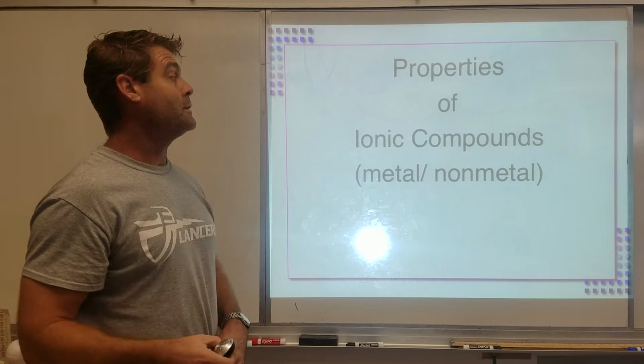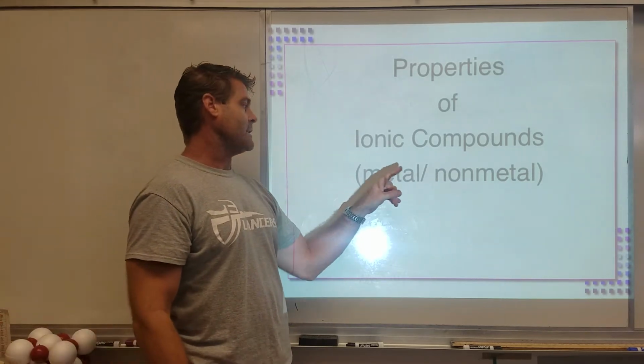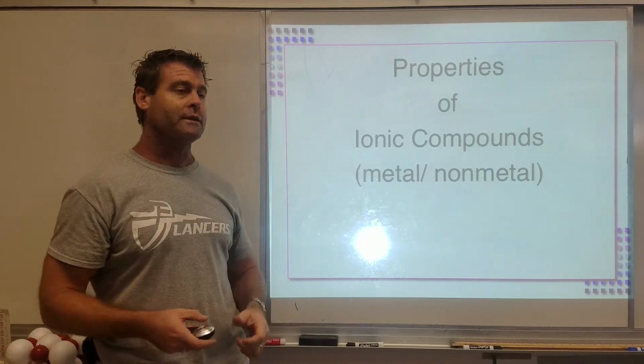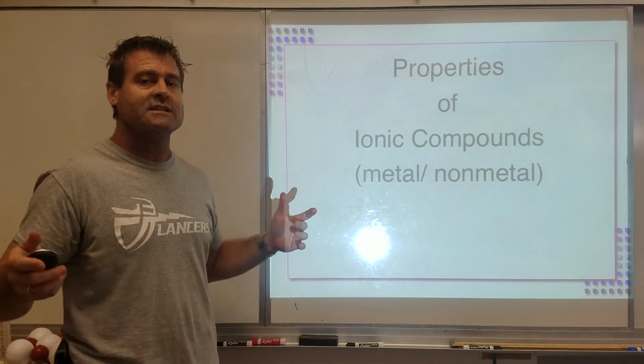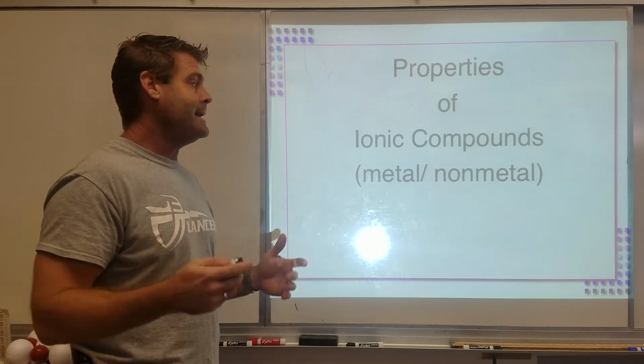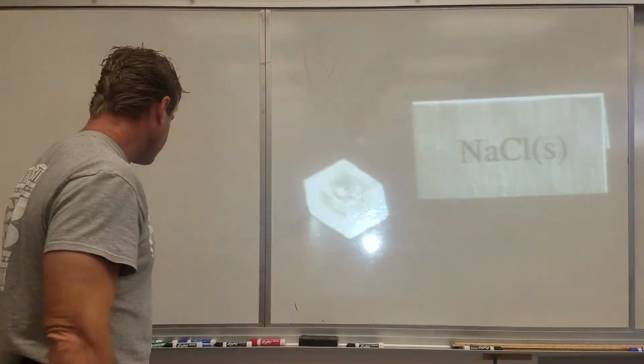Okay, so the first thing we want to look at are properties of ionic compounds. So you guys write that down. That's when we have a metal with a nonmetal. Whenever you guys think of ionic compound, just think of salt. Salt's the easiest one to think about, NaCl. Okay, look at it. So this is a salt crystal.